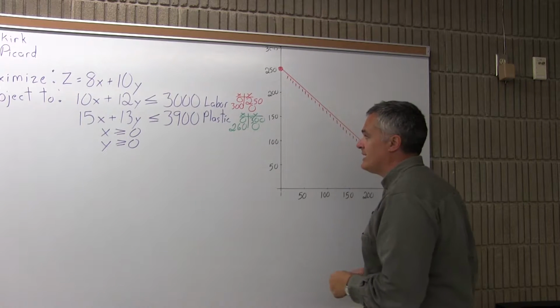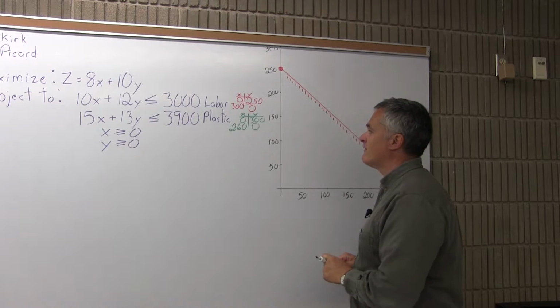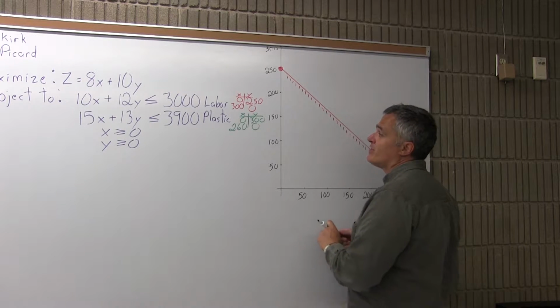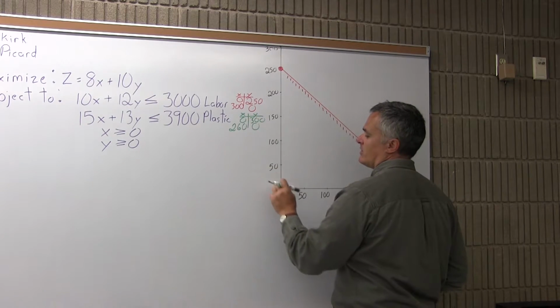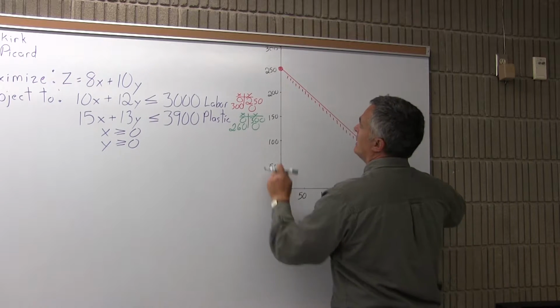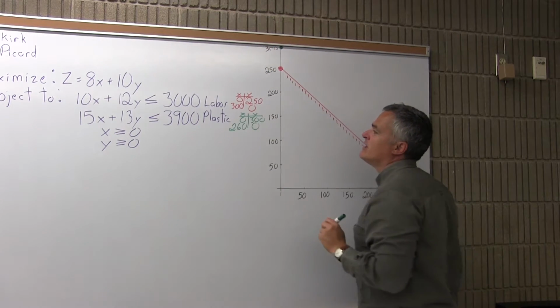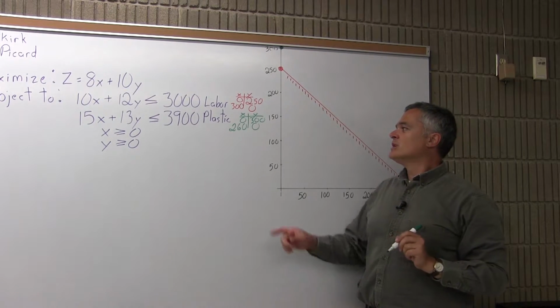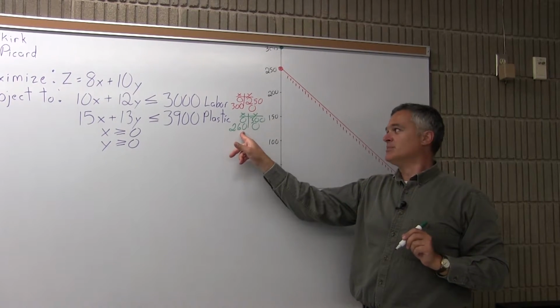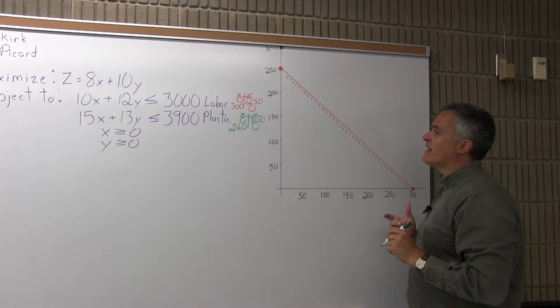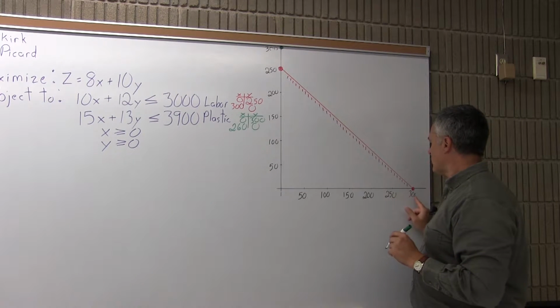So to put the green line into my graph, I'm going to put a green dot at over 0, up 300. That's the first point I had when I was working on the plastic constraint. And I'm going to put a second green dot at over 260, up 0. Now, my number scale doesn't exactly have 260. It goes from 250 to 300.